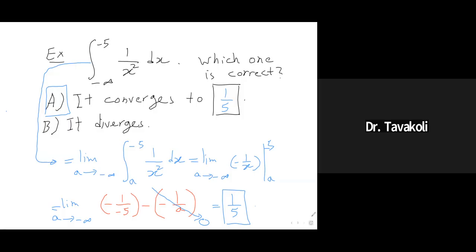Let's do another example. Again, I suggest that you try this on your own and then watch my solution. The integral from minus infinity to minus 27 of 1 over cube root of x dx. So which one is correct?